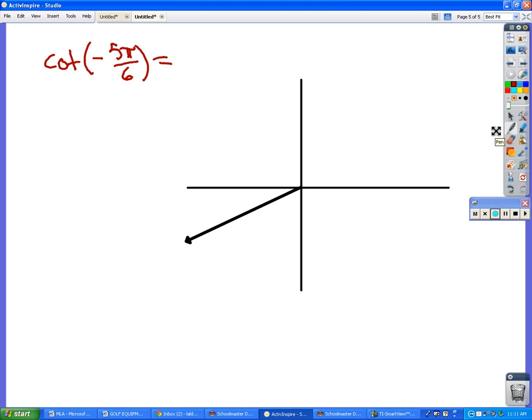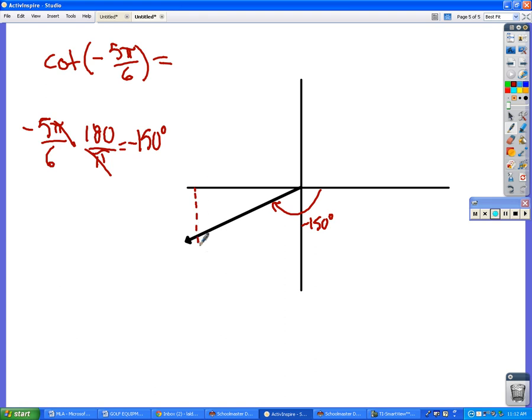I guess the way you guys know is you take the negative 5 pi over 6 and you change it into degrees by multiplying by 180 over pi. So the pi's cancel. 6 goes into 180 30 times. 30 times negative 5 is negative 150. So this is a negative 150 degree angle. Now I make my triangle, like always, to the x-axis, okay? And the key is what's this reference angle right there?